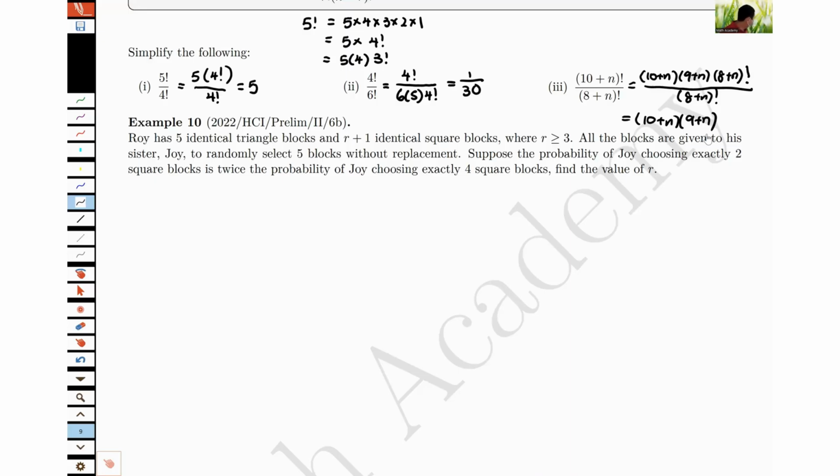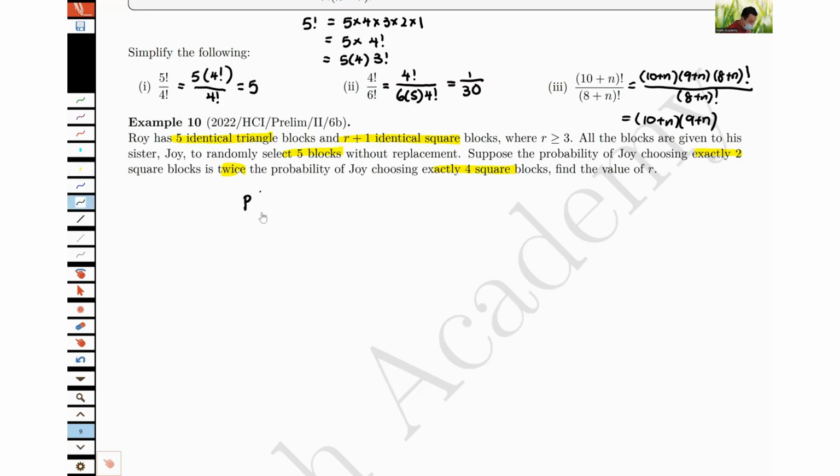Okay, let's apply it to this question here. Roy has 5 triangles and r plus 1 squares. We are going to select 5 blocks without replacement. They tell me that the probability of Roy having exactly 2 squares is twice the probability of exactly 4 squares. Let's solve for r. We start from that last statement.